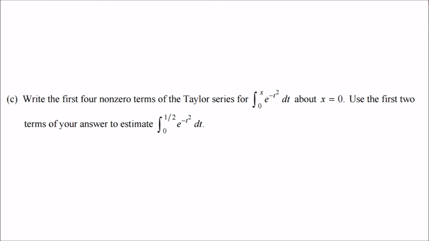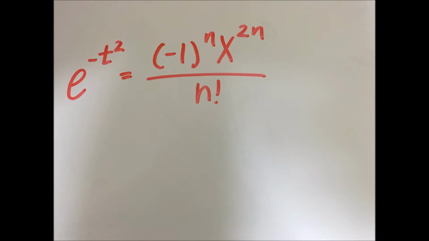Part C. Write the first 4 non-zero terms of the Taylor series for the integral from 0 to x of e to the negative t squared dt about x equals 0. Use the first 2 terms of your answer to estimate the integral from 0 to 1/2 of e to the negative t squared dt. There are 2 ways to do this problem. The first way is slightly longer but more conceptual, whereas the second way is faster and less conceptual. We will start off with the first way.